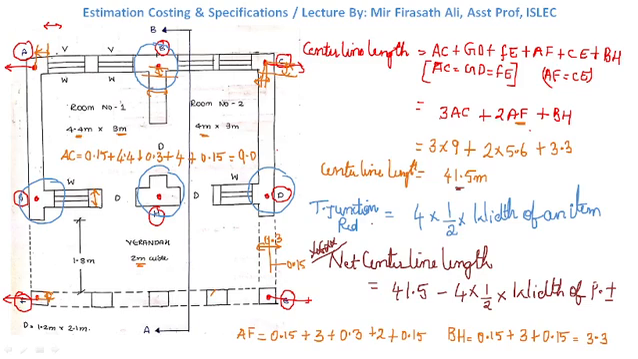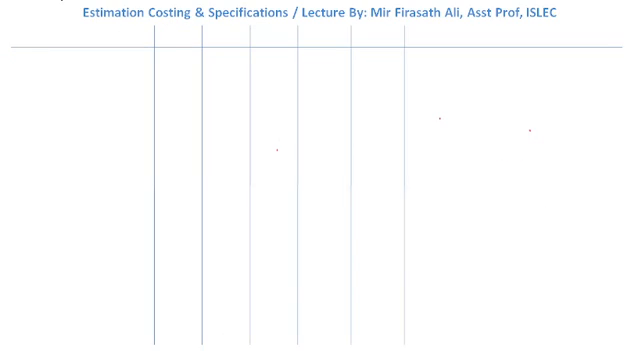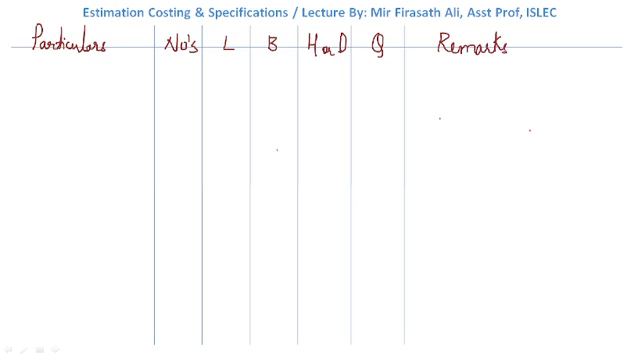After this, let us find out all the quantities by drawing the table. What does our table consist of? Let us fill the table: particulars, numbers, length, breadth, height or depth, quantity and remarks. This is our center line table.